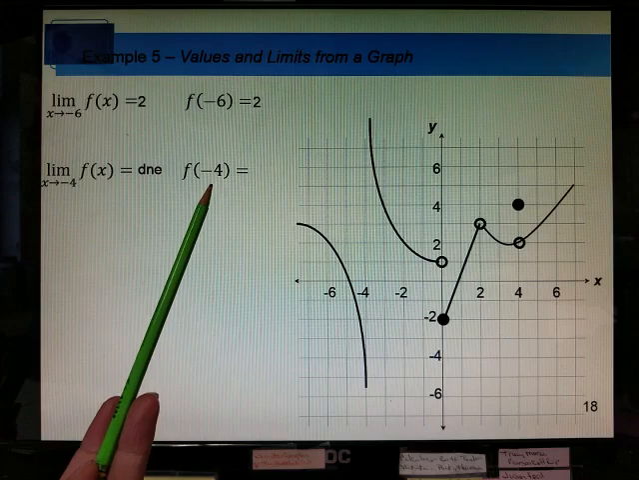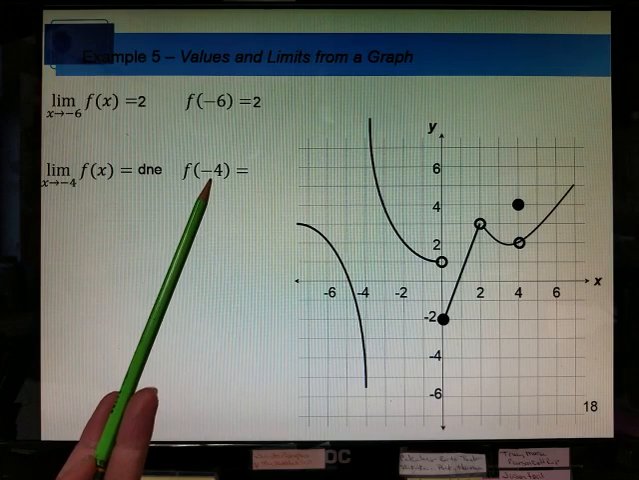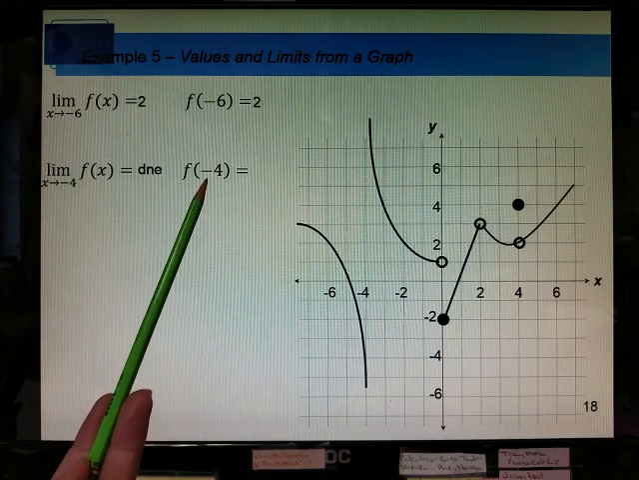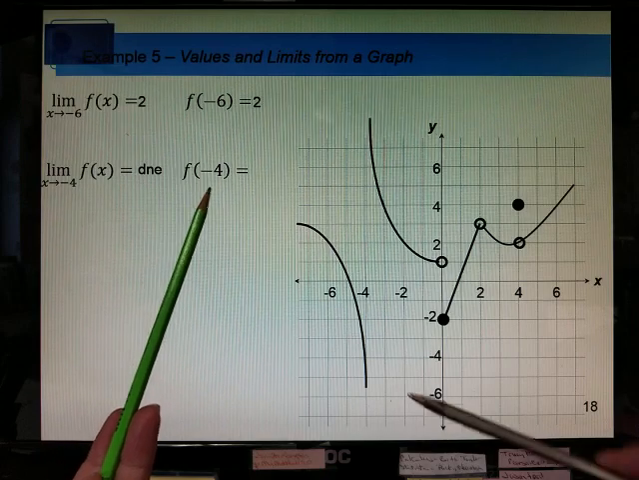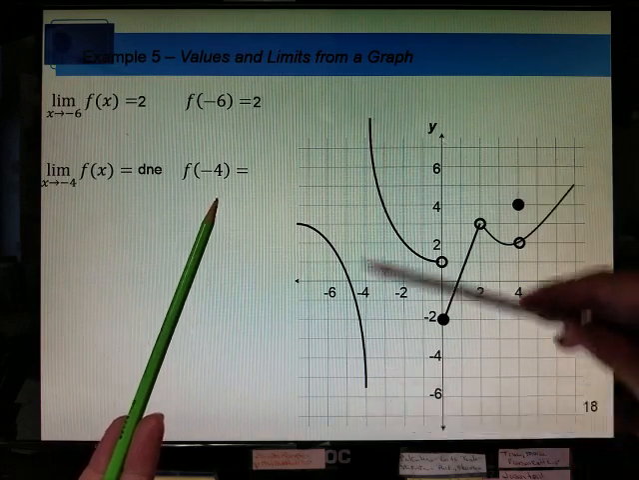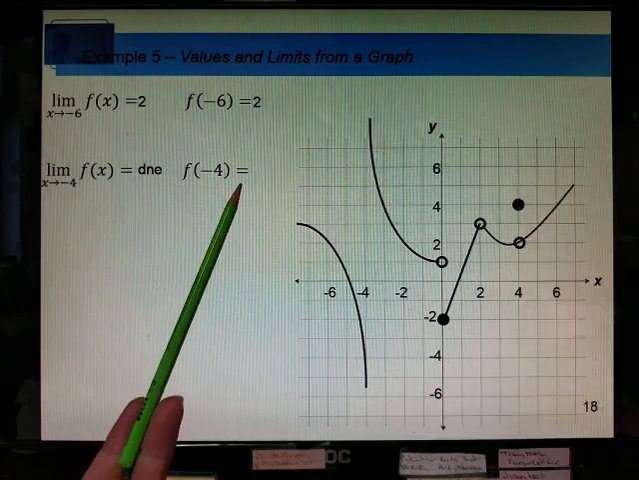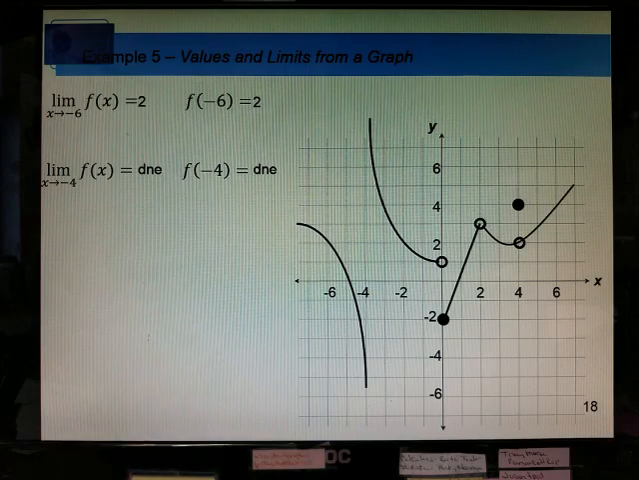What about the value of the function at x equals negative 4? Is there a y value for this when x equals negative 4? See, no, there's not. This is a vertical asymptote at x equals negative 4. So the value for f of negative 4 would not exist. Oh, and DNE in calculus means does not exist.